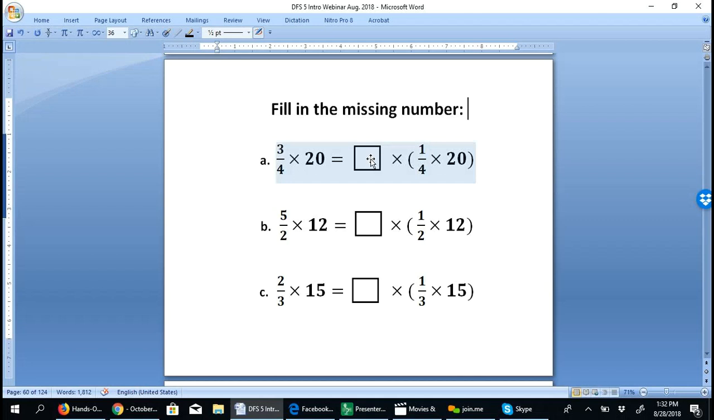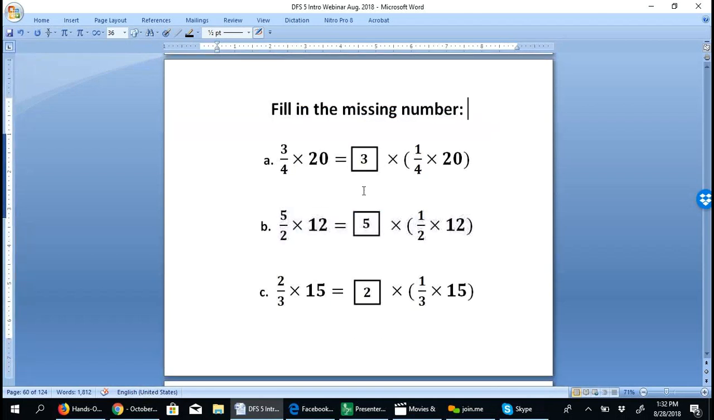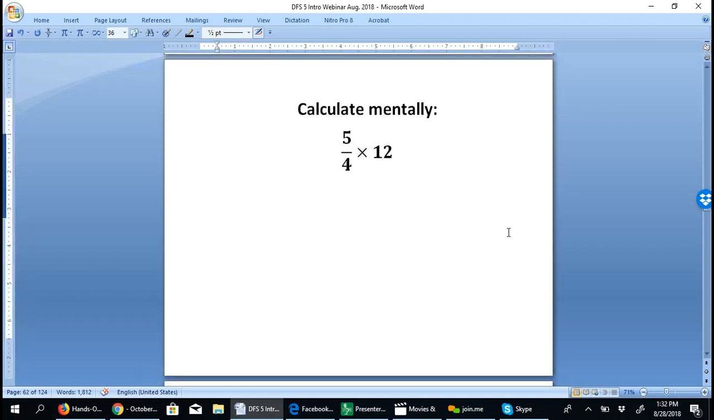3/4 times 20 is the same thing as a whole number times 1/4 of 20. What's the first box? What's the second box? And what's the third box? Okay, so 3/4 times 20 is the same thing as 3 copies of 1/4 of 20, and the same thing for all of them. So 5/2 of 12 are 5 copies of 1/2 of 12.